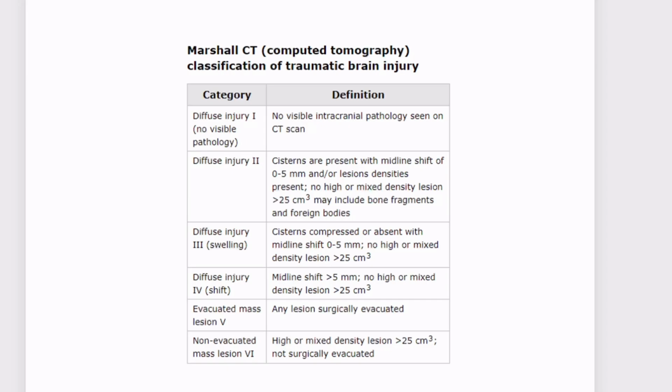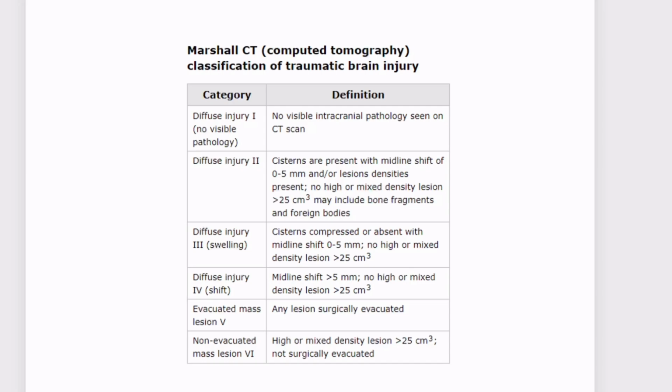It is primarily concerned with two features: the degree of swelling, as determined by midline shift and or compression of the basal cistern, and the presence and size of contusions or hemorrhages, referred to as high or mixed density lesions. The first category is diffuse injury 1, where there is no visible intracranial pathology evident on the CT scan.